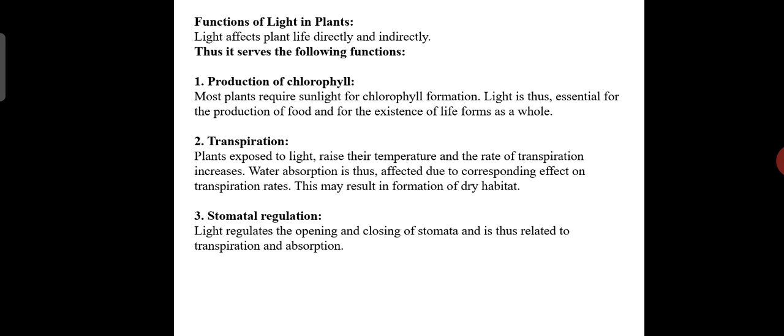So, next, functions of light in plants. They play a main role in the functions of plants. Light affects plant life directly and indirectly. The first one is production of chlorophyll. Most plants require sunlight for chlorophyll formation. Light is thus essential for the production of food and for the existence of life as a whole.